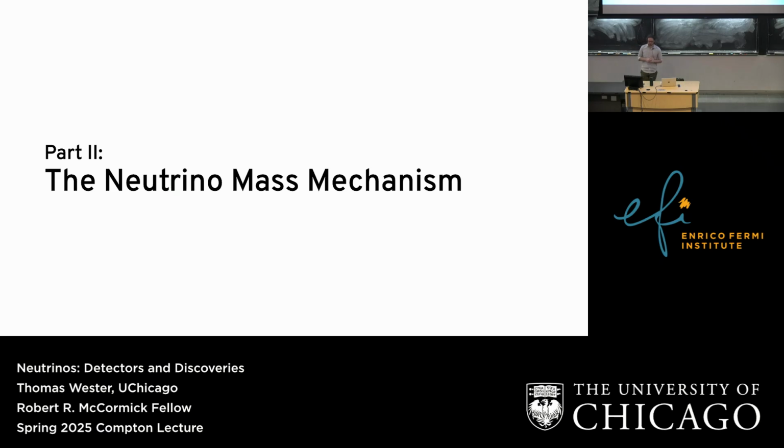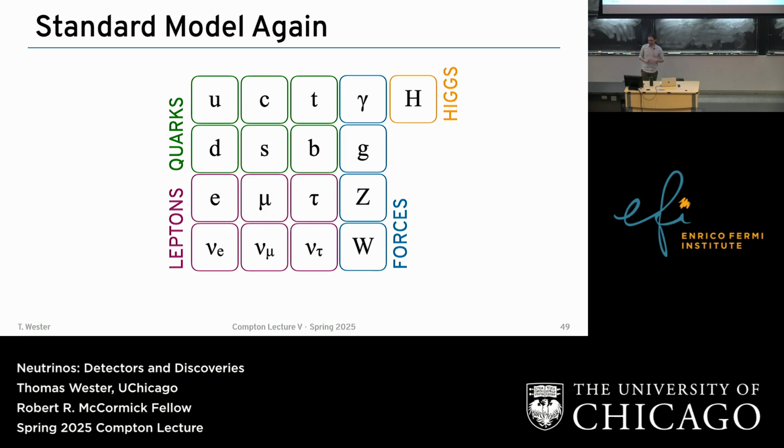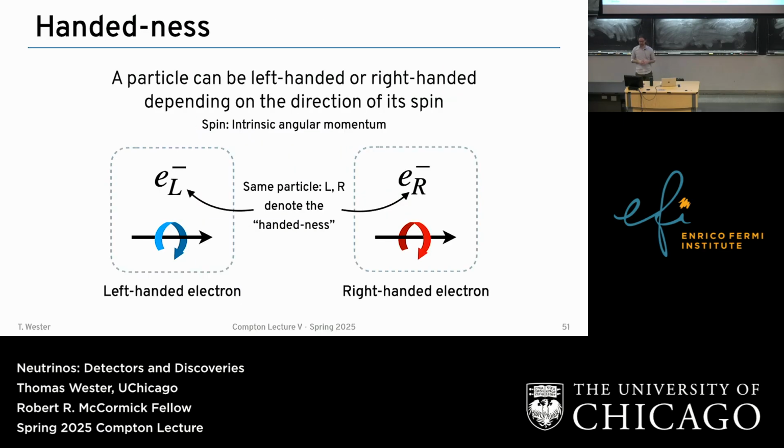Okay, so part 2 of this talk is all about the neutrino mass mechanism. So we've talked about neutrino mass and we've talked about how you can measure that, but let's talk about fundamentally what is neutrino mass. So back to the standard model, I want to highlight this block of the standard model with the quarks and the leptons. So these are what we know as fermions, and the reason that we call them fermions is because they all share a property called spin. And spin for these fermions is 1/2. And we'll talk about what spin is just now.